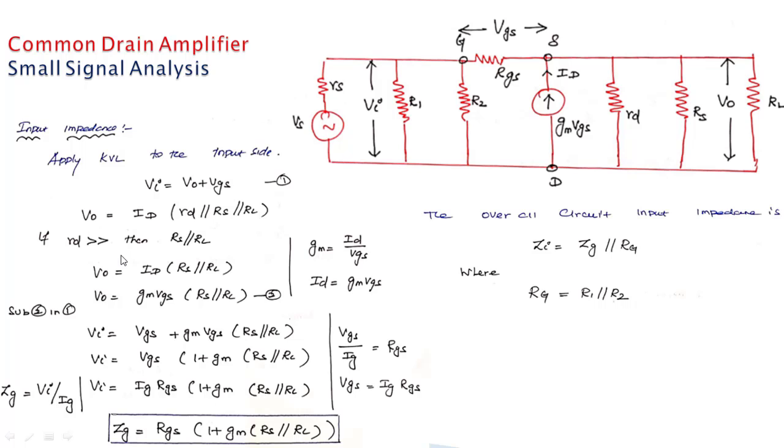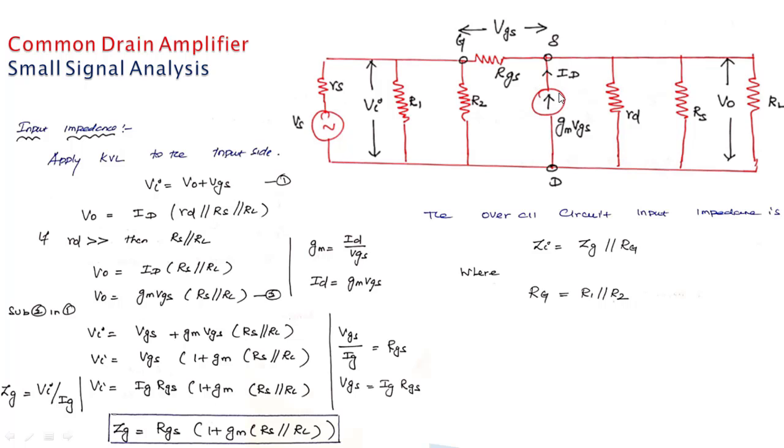Okay. Next step is if RD is very very greater, and RD is the internal output impedance of the MOSFET, so RD is very very greater than RS parallel RL, we can neglect it. So the same thing. Here we have neglected this RD. So ID can be written as RS in parallel with RL. So instead of ID, we can write GM into VGS.